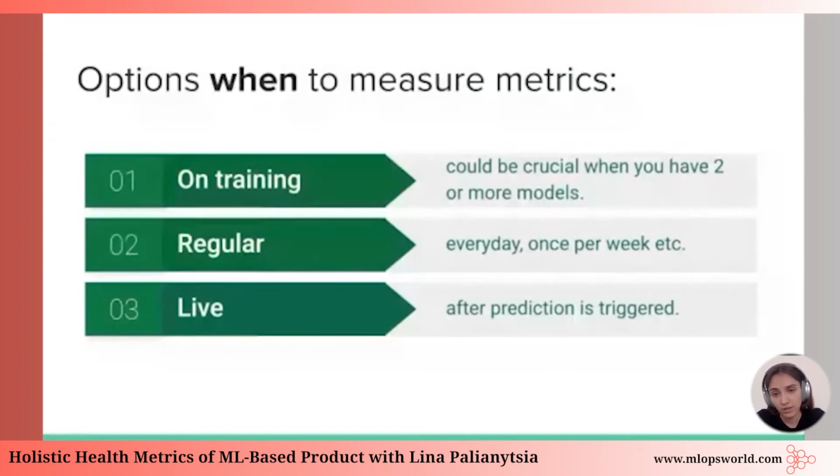The second option is to measure metrics on a regular basis. For example, every day, once per week, twice per week. And the last one is to measure metrics live, meaning after each time a prediction is triggered. For example, you have a web application where a customer presses a button, makes a prediction, and it triggers all your application.